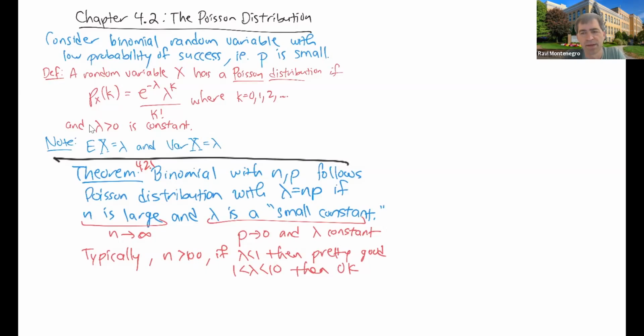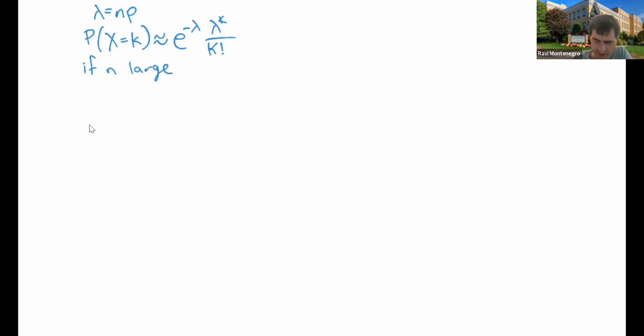Okay, so why don't we give this a try? So let me write the formulas down in the corner here. So you have lambda is np, and then the probability that x equals k, or the PDF, should be roughly e to the minus lambda, lambda to the k over k factorial. And this was if n is large and np is small. And being aware that these are intentionally vague statements.